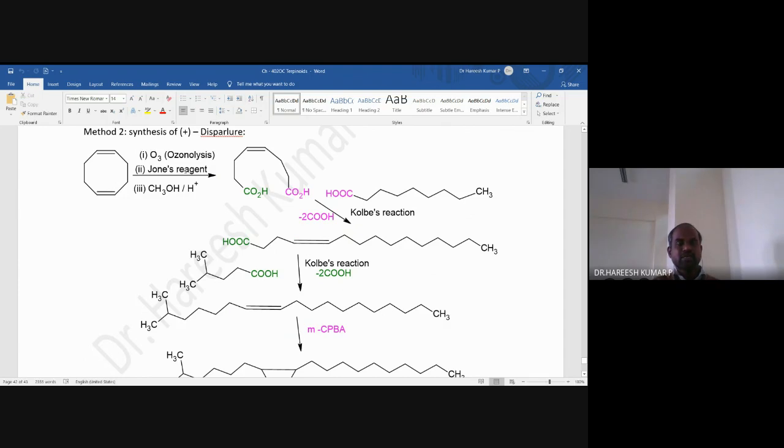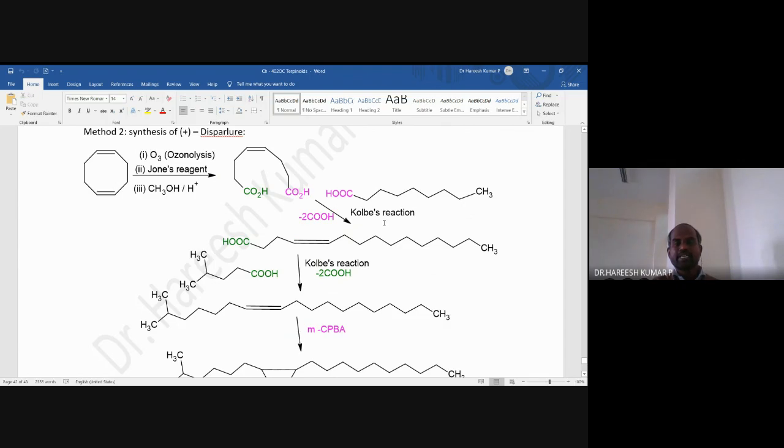Once the Jones reagent converts the aldehyde into acid, then what will it do? Methanol. Methanol means esterification. So the obtained acids are subjected to esterification. Here I have not mentioned esterification. You convert this acid into ester. And then this is the Kolbe reaction. So what is the role of the Kolbe reaction?